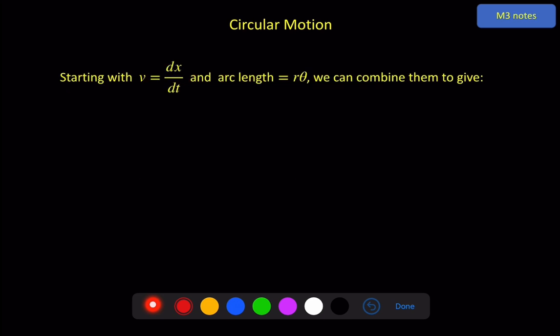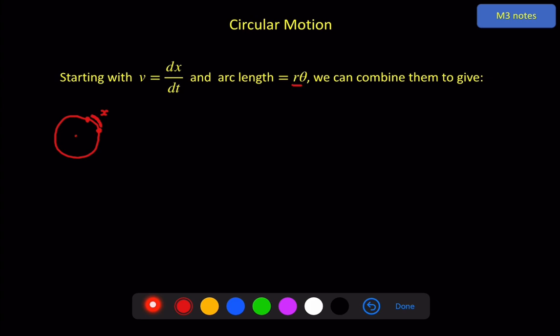When we're starting this, we need to consider velocity as our usual dx by dt, and arc length r theta, where theta here is in radians. So if we've got our circle, then our small section, the arc, as the particle is traveling from here to here, that's the distance it's traveling, that is r theta.